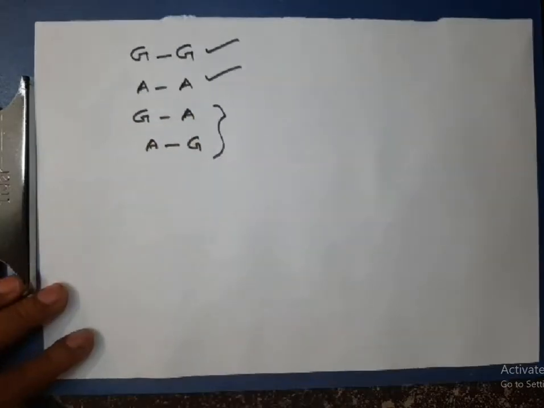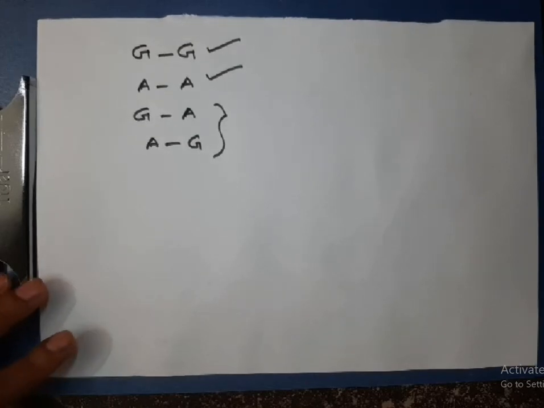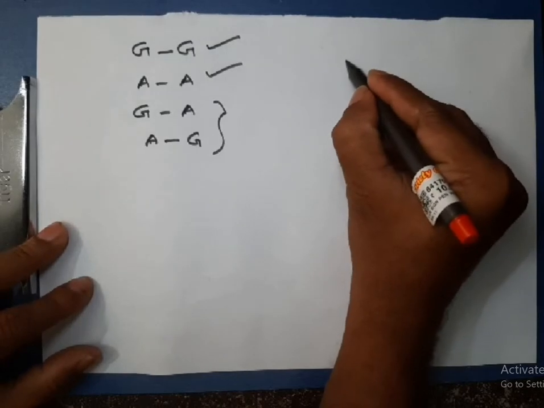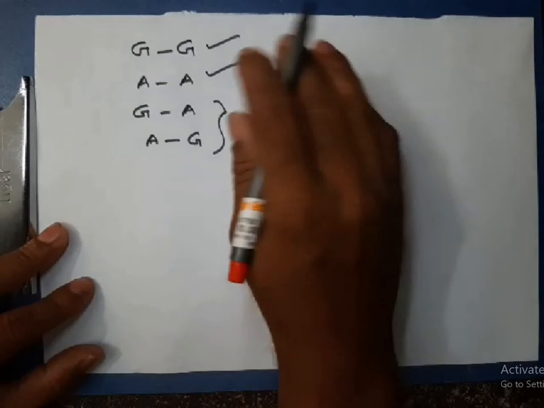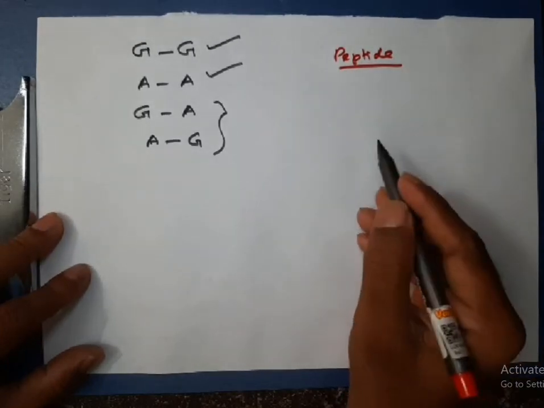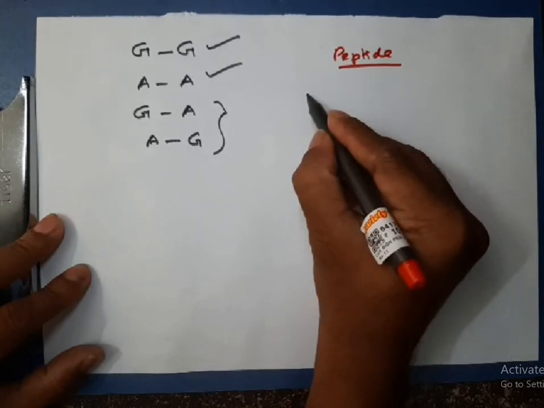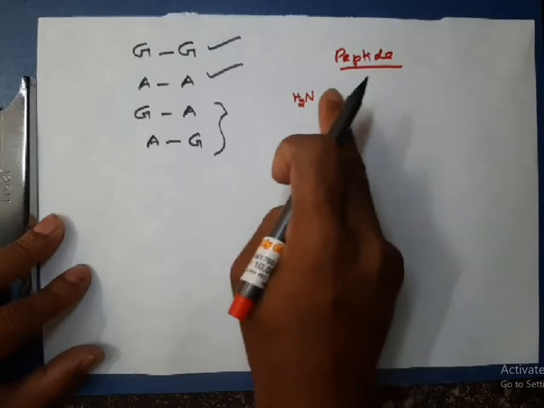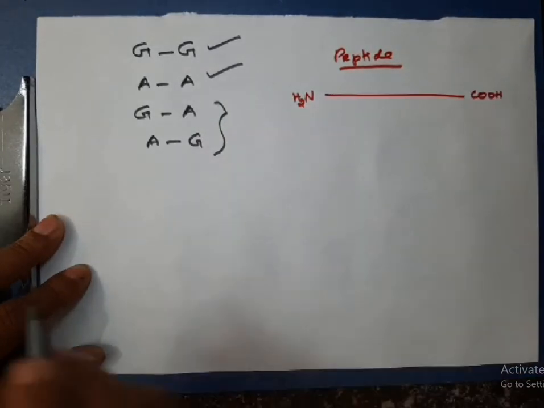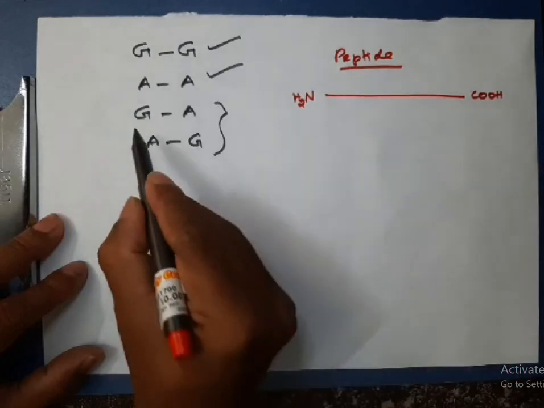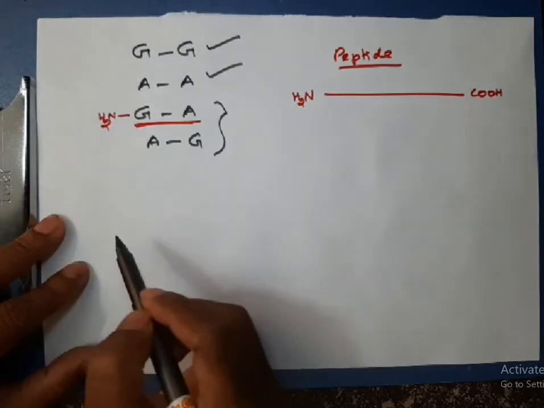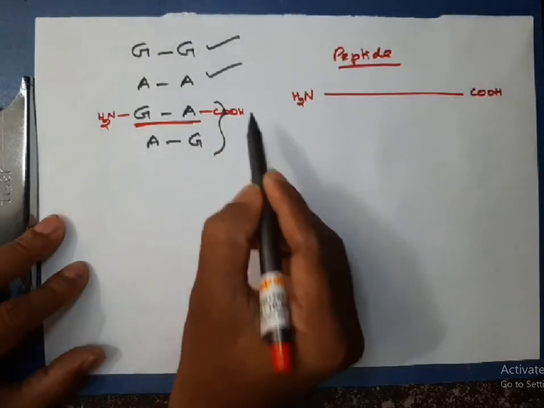Now the question is this. It's very simple, students. Observe this carefully. By convention, in any polypeptide or peptide, it may be a tripeptide, tetrapeptide, whatever it is, we always write the amino group, or N terminal of the amino acid, on the left-hand side and the C terminal of the amino acid on the right-hand side. What's the meaning? If I write GA like this, it means in glycine the amino group is free. It is not involved in the reaction. In alanine, the acid group is free. It is not involved in the reaction.